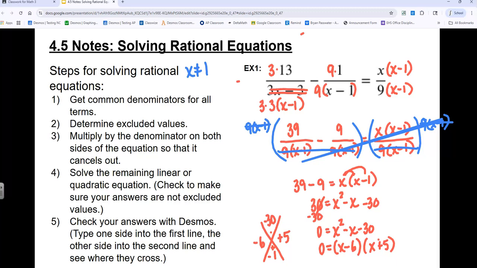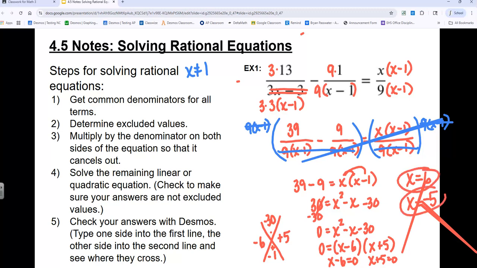Now, when we're doing this, those are the factors, right? But we're wanting to solve it, so we're thinking of what makes each one of these 0. So we're doing x minus 6 equals 0. You're going to move that 6 over to the other side. You'll get x equals 6. And then you're doing x plus 5 equals 0. So you'll move that 5 to the other side, and you'll get negative 5. So 6 and negative 5, those are our answers that we got on Desmos.